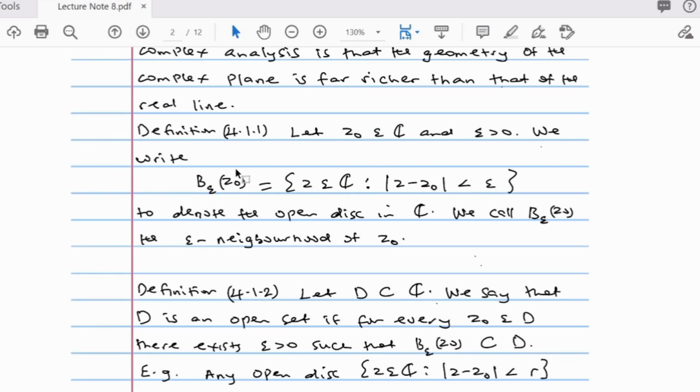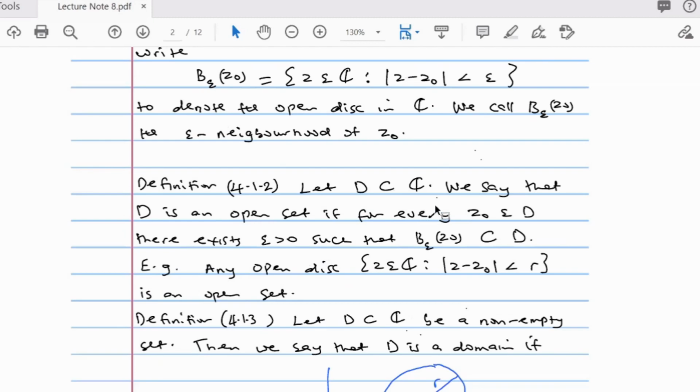So B epsilon of Z naught is what I call the open disk in the set of complex numbers. It is the set of all complex numbers Z for which the absolute value of Z minus Z naught is less than epsilon. This is called the open disk in C, or we also call it the epsilon neighborhood of Z naught.